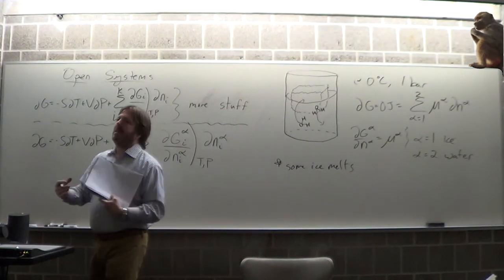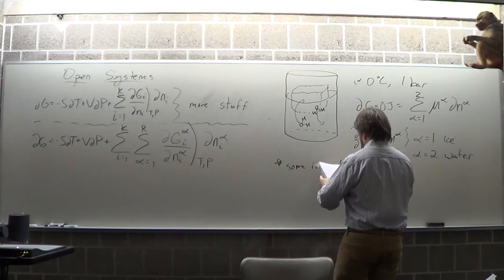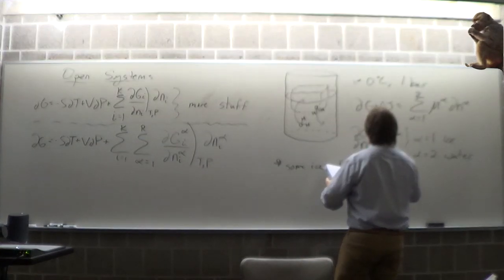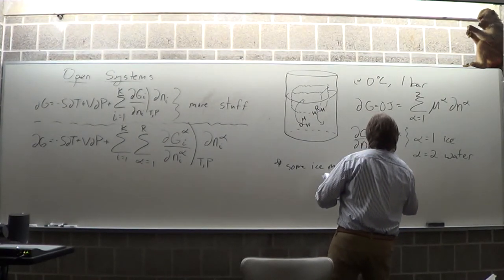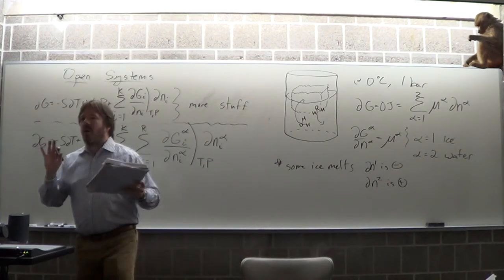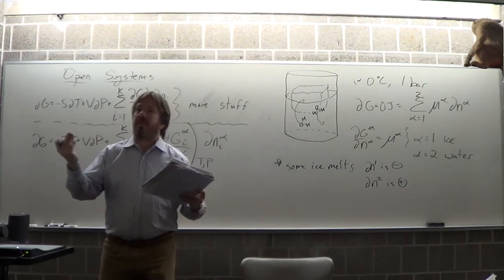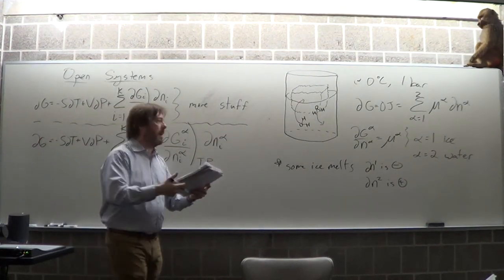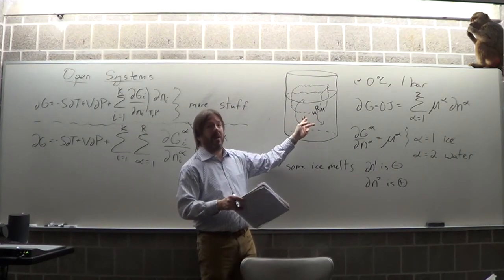Some of the ice melts, and that makes the change in N1 negative. The change in N2 is positive. Now, again, it's okay that this happens as long as it's only a few molecules that are doing it, and that's actually true. This is happening. And that's why it really takes a long time. You're not going to do this overnight.